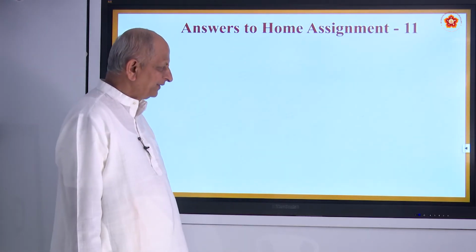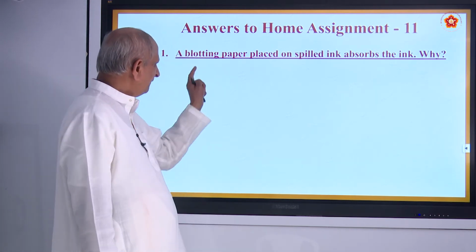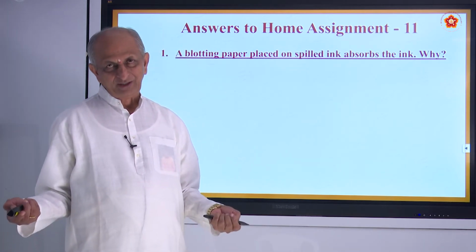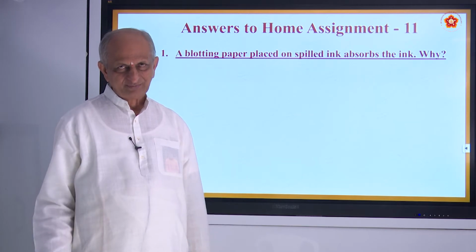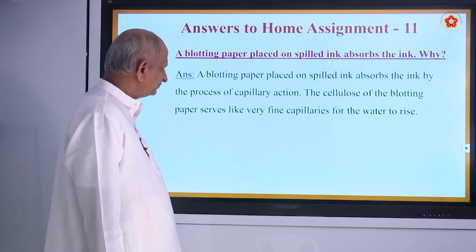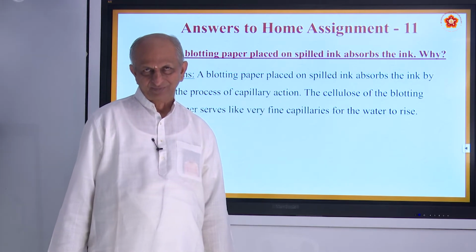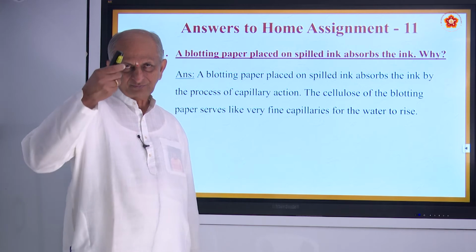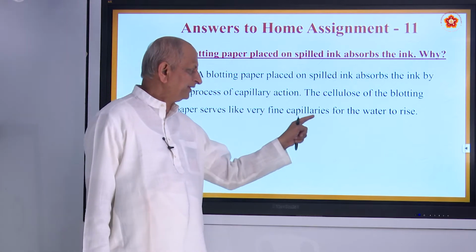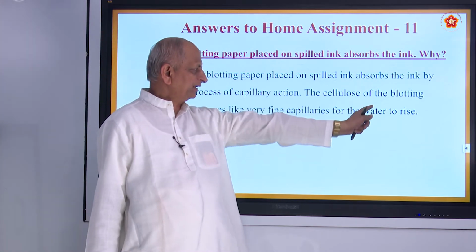Now coming to today's home assignments, I think all of you prepared, right? First, an interesting question is, a blotting paper placed on spilled ink absorbs the ink. Why? It need not be ink only. If there is any waste water, if you put one blotting paper, it absorbs. Why is it so? It is because of the capillary action. Because as you know, blotting paper is made up of cellulose. So the cellulose of the blotting paper serves like very fine capillaries and it absorbs all the water or ink. It may be water also, it may be ink also.